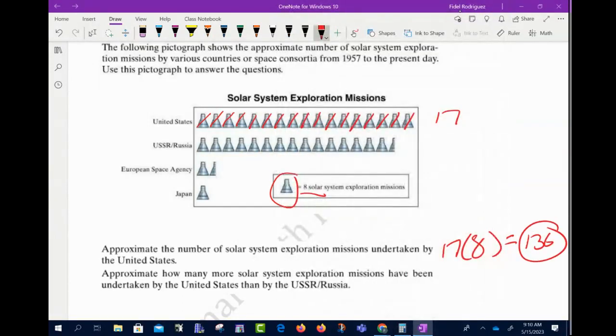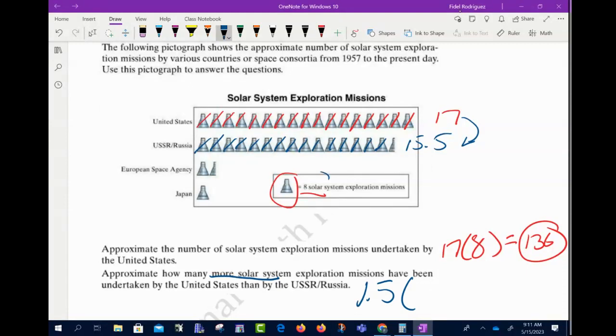136. Okay. And now the second part says, approximate how many more solar system exploration missions have been undertaken by the United States than by the USSR, Russia. So Russia had 1, 2, 3, 4, 5, 6, 7, 8, 9, 10, 11, 12, 13, 14, 15.5. So 15.5, how much more is 17 from 15.5? If we were to subtract, 17 minus 15.5 is 1.5.